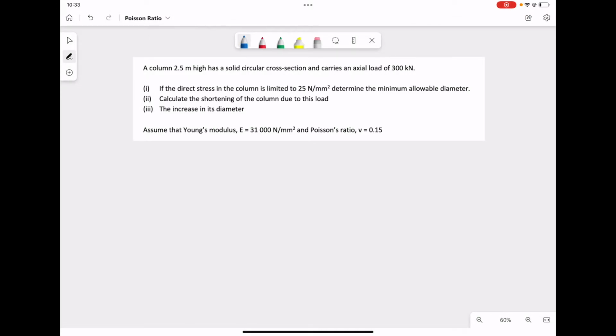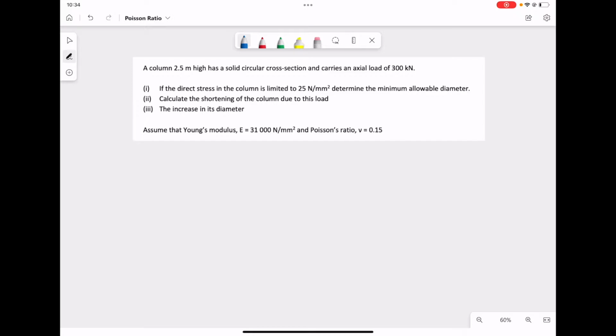In this problem, we have a column that is 2.5 meters in height with solid circular cross section and carries an axial load of 300 kilonewtons. If the stress in the column is limited to 25 newtons per millimeter squared, then determine the minimum allowable diameter.